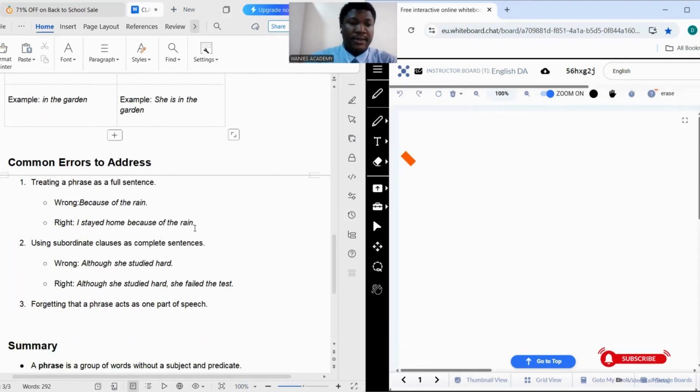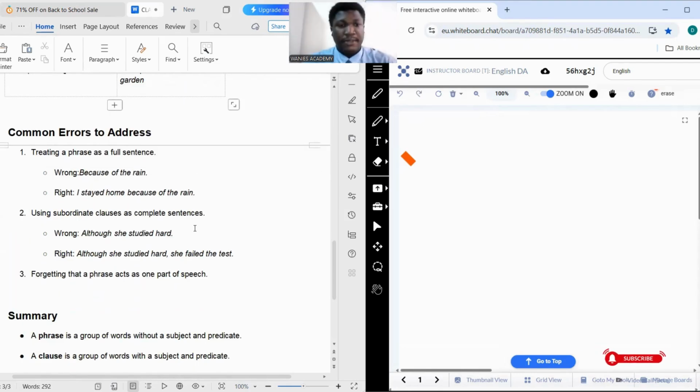Now, these are some common errors to address when dealing with phrases and clauses. For a phrase, it is important to know that a phrase is not a full sentence, so it should not be treated as a full sentence. An example would be because of the rain. Because of the rain is just an expression that cannot stay on its own. But if you add, I stayed home because of the rain, you have made complete sense.